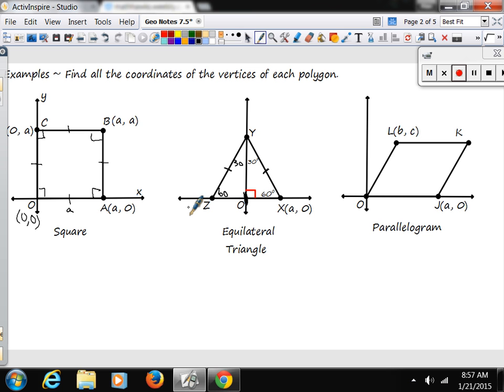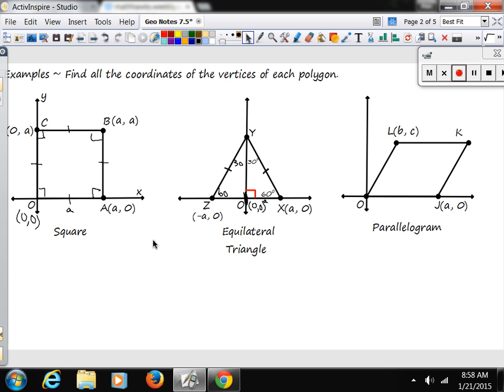Okay, so this is my origin again, 0, 0. And x is over A and up 0. So this length is A right there. What would z be? Same distance going the other way? Yeah, negative A, 0 is good. Okay, so this would be negative A, 0. Now the tricky one is y. That's the tricky one.